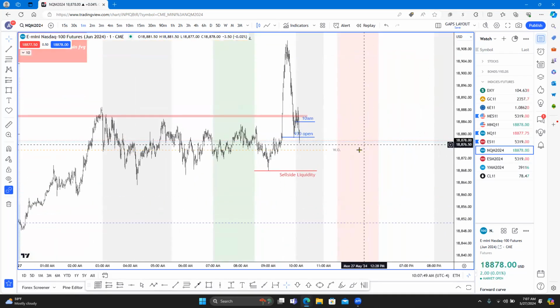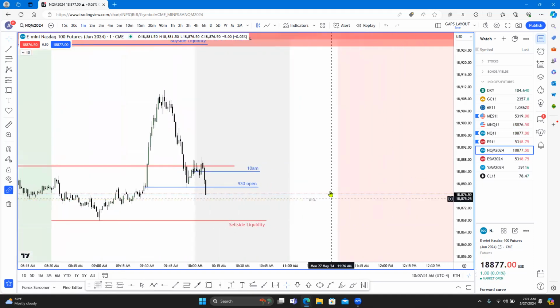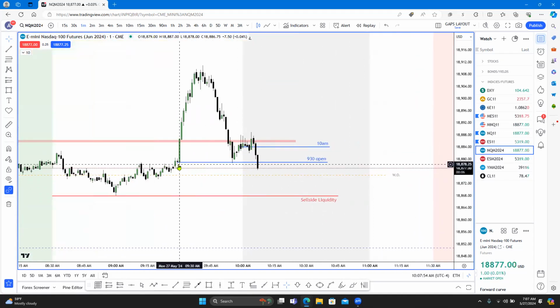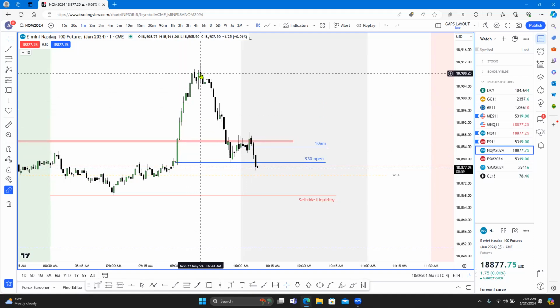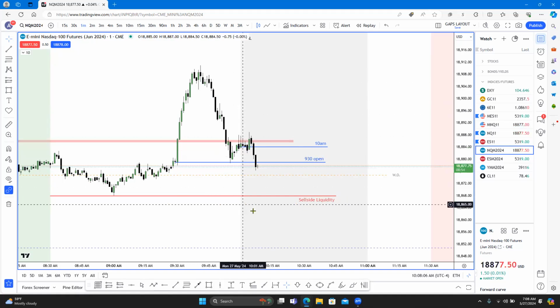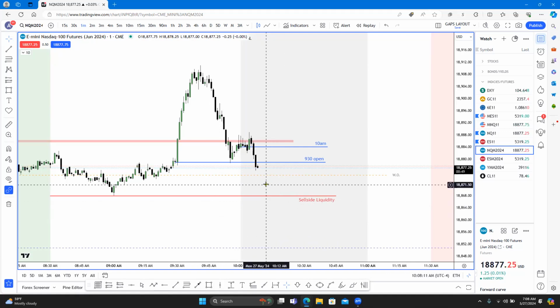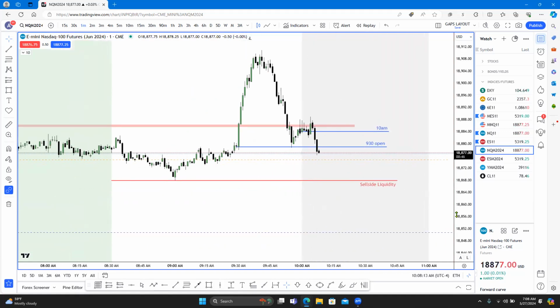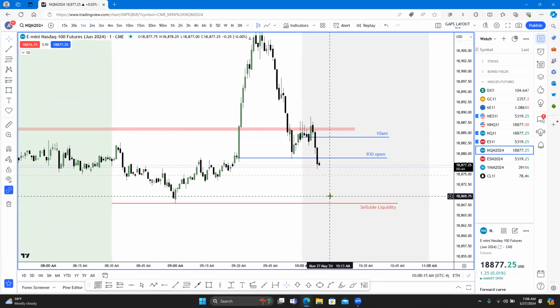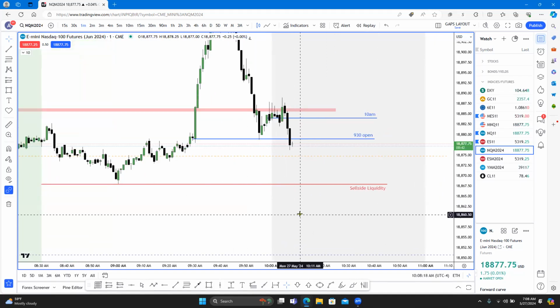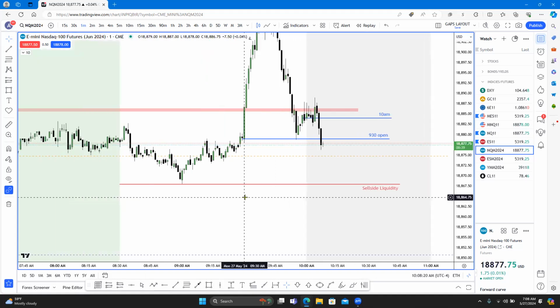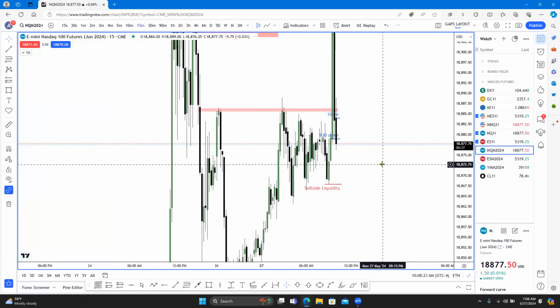Okay. But if we're anticipating higher prices, 9:30 opening, if our bias is bullish and the opening is bullish from 9:30, then we want sell side taken first, right? And then show signs and signatures that we're going to go higher, right? This is our model that we're looking for. It's going to be a point of interest at a time of interest.